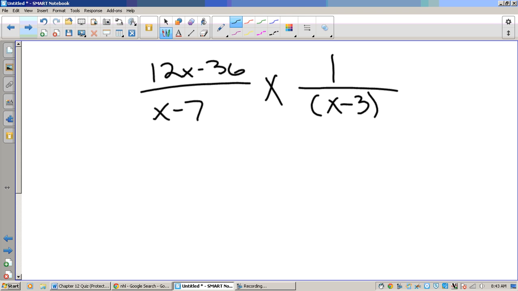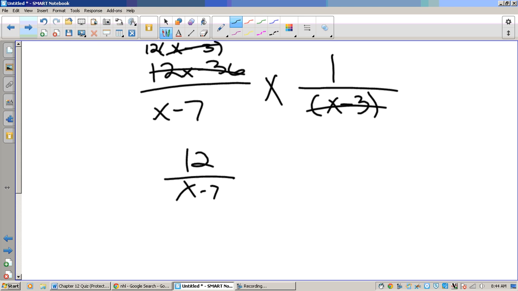Good. So here I'm going to factor a 12 out of 12x - 36, and I've got x - 3. Now what am I going to do, Jenna? The x - 3 both cancel each other out. Good. And then we're left with just 12 times 1, which is 12, over x - 7.